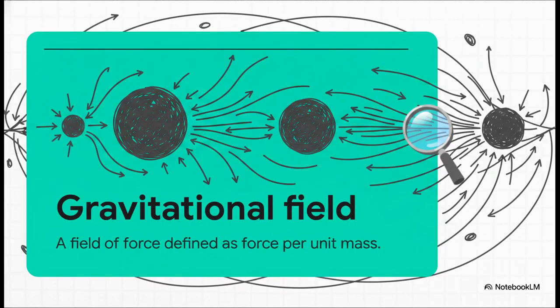It's literally an invisible field of force permeating the very fabric of space. In physics, we strictly define this as force per unit mass. And by imagining mass acting as a single point right at its center, we can actually map out these field lines to show exactly how space is warped to pull objects in. It's like a cosmic web.